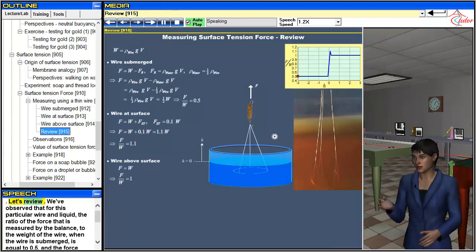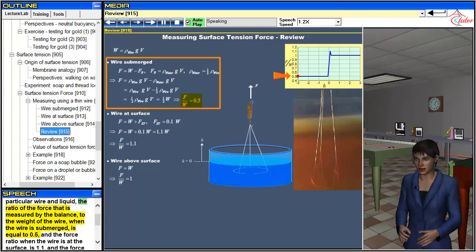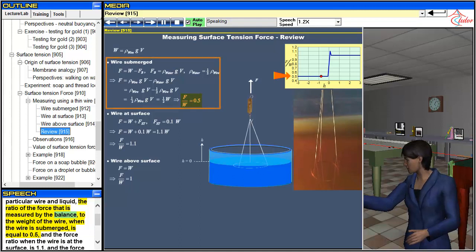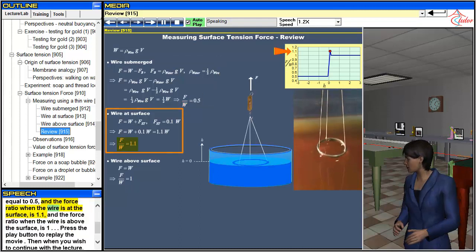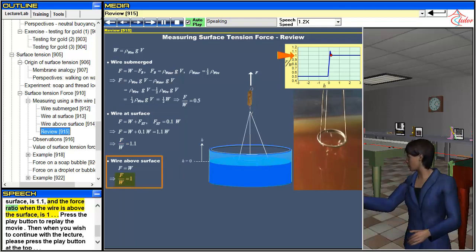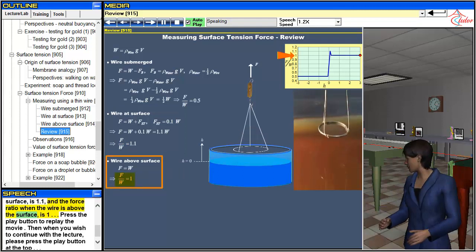Let's review. We've observed that for this particular wire and liquid, the ratio of the force that is measured by the balance to the weight of the wire, when the wire is submerged, is equal to 0.5. And the force ratio when the wire is at the surface is 1.1. And the force ratio when the wire is above the surface is 1.